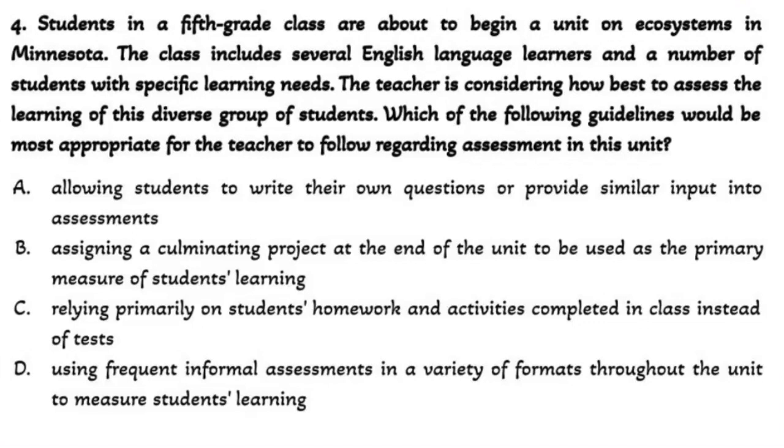A. Allowing students to write their own questions or provide similar input into assessments. B. Assigning a culminating project at the end of the unit to be used as the primary measure of students' learning. C. Relying primarily on students' homework and activities completed in class instead of tests. D. Using frequent informal assessments in a variety of formats throughout the unit to measure students' learning. The correct response is D.